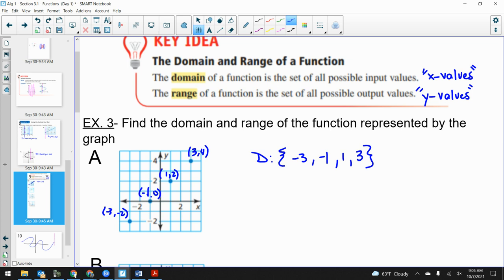All right, now let's talk about the range. Now the range are my y values. So what's my smallest y value? Well, I have to go to my lowest point vertically. -2, 0, 2, and then 4.